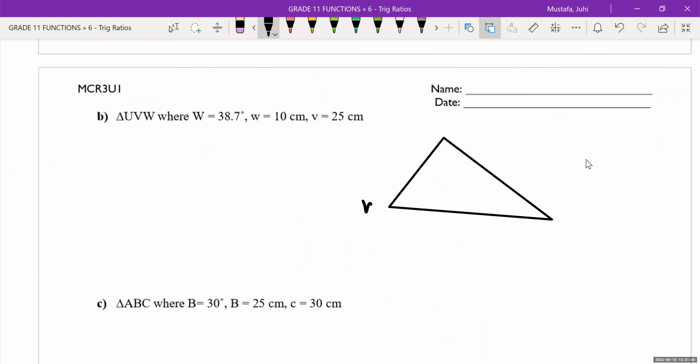I know W is given, so I'm going to write it over here. That's going to be 38.7 degrees. And then little w will be 10 centimeters. And the other side length, just for consistency, I'm going to keep it over here. That means it'll be big V, and then the other letter will be U and little u. I take a look at the side lengths, and I know that w is smaller than v. So when I'm drawing it, I actually need to make side length w a lot smaller.